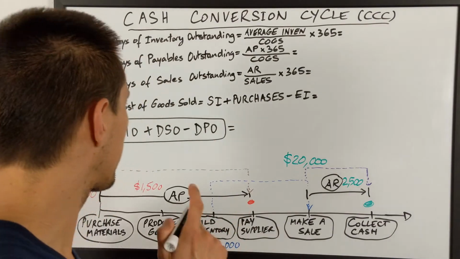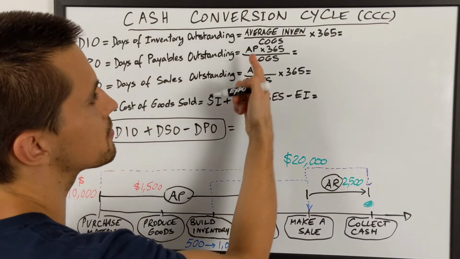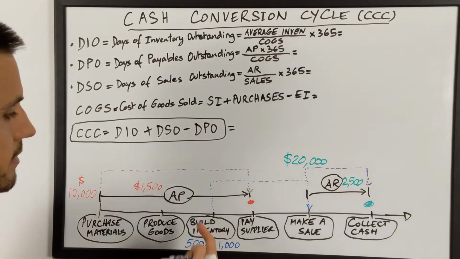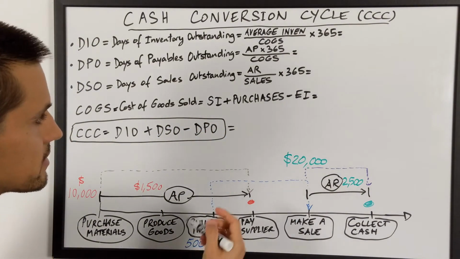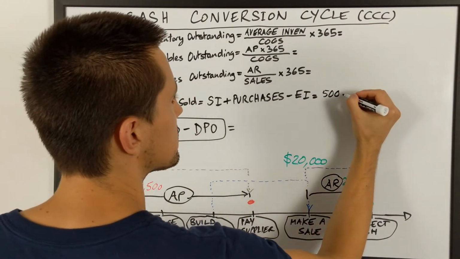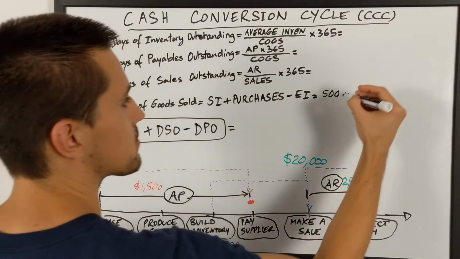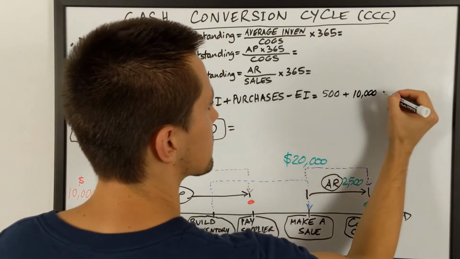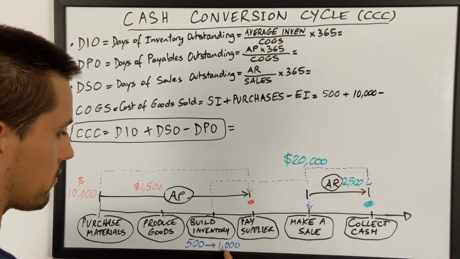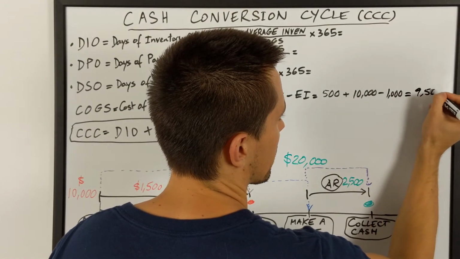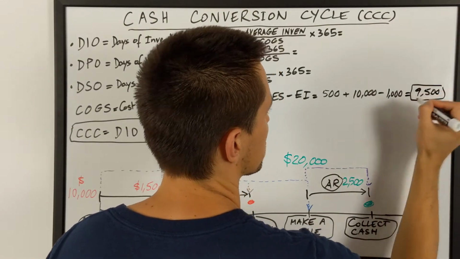So let's start calculating our costs of goods sold, because we're gonna need them here and here. So cost of goods sold, starting inventory, 500, plus my purchases, here, 10,000, minus my end inventory, which was 1,500 in total. Okay, so that's my cost of goods sold.